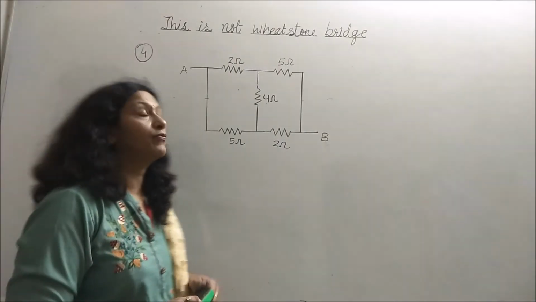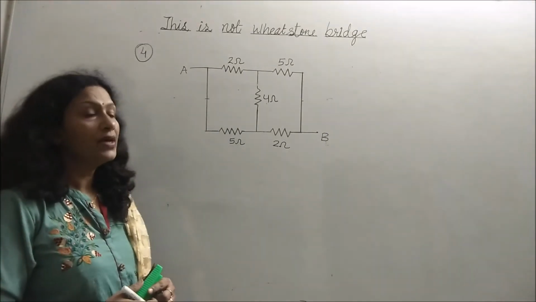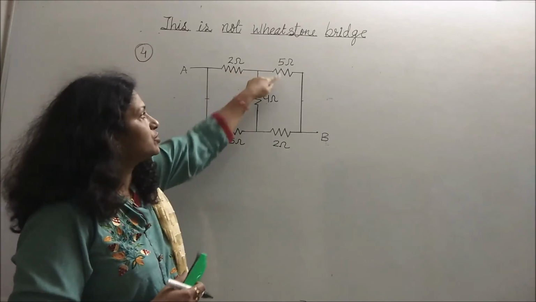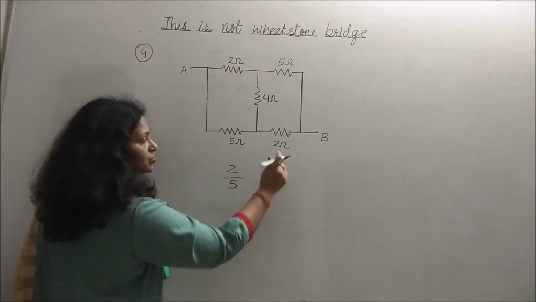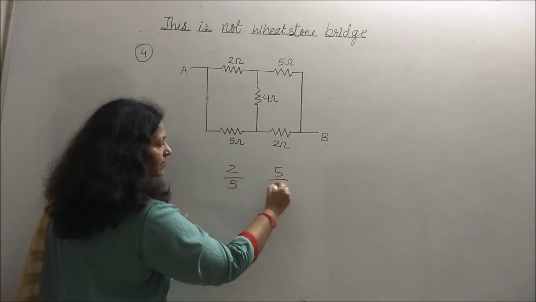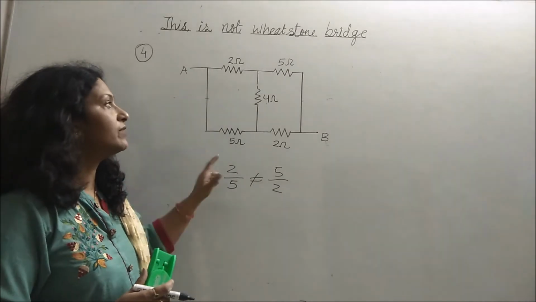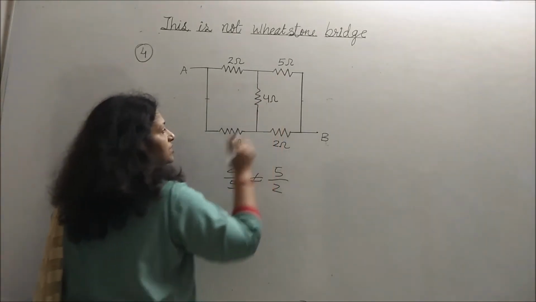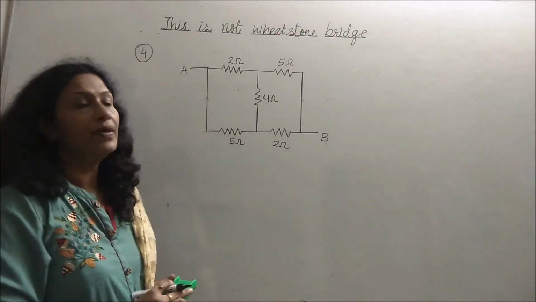We come to the fourth problem, which is also not a Wheatstone bridge problem. How to check it? The ratio of R1 to R2 is 2 by 5, and R3 to R4 is 5 by 2, and they are not equal. So it is not a Wheatstone bridge. So a current will flow through this intermediate resistance. And how to solve such a problem?